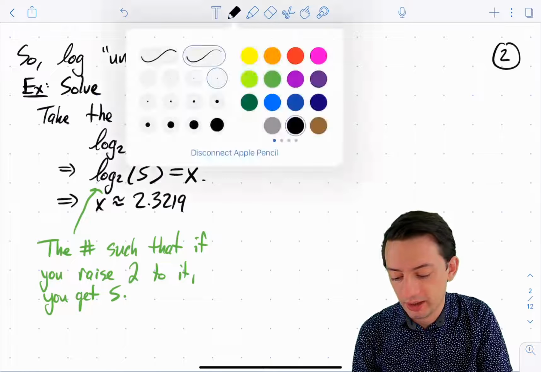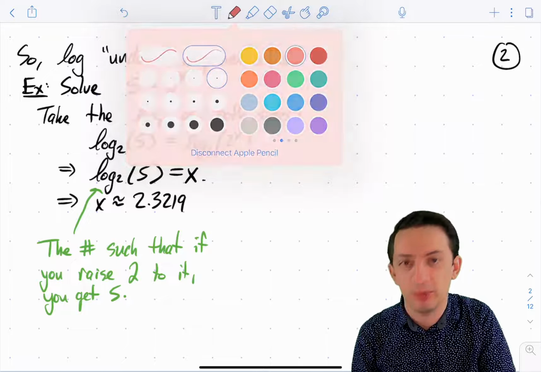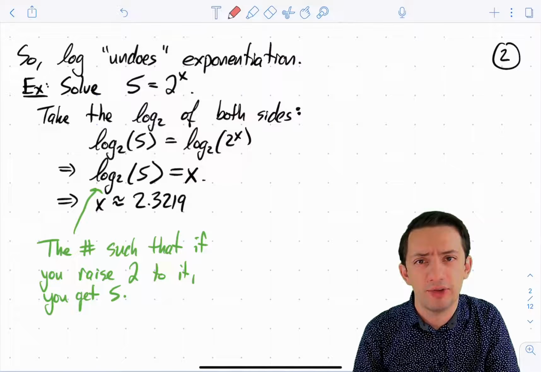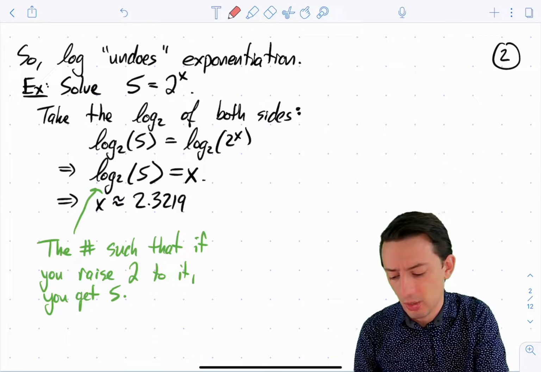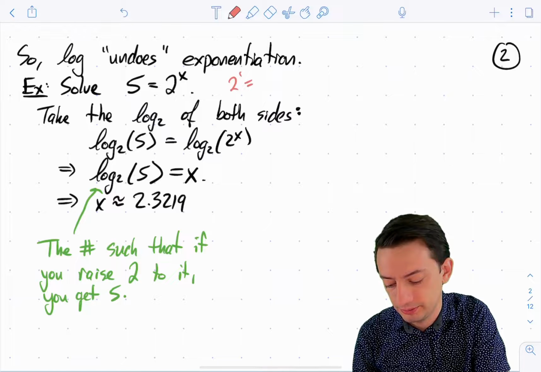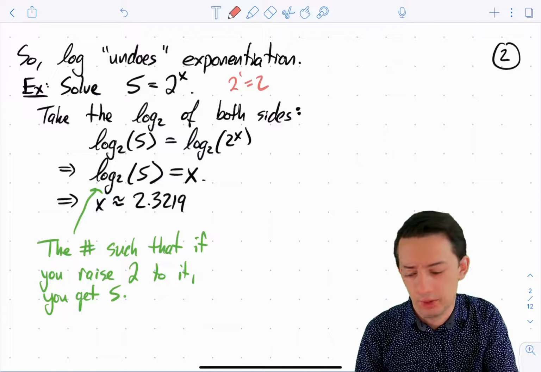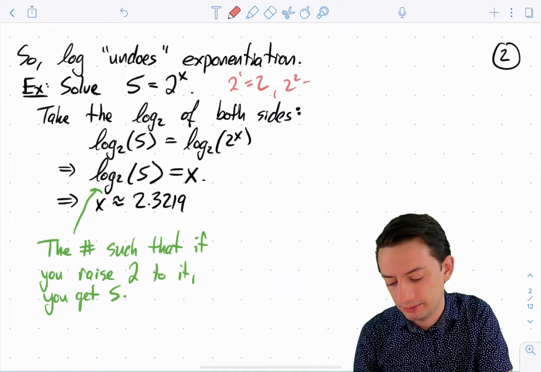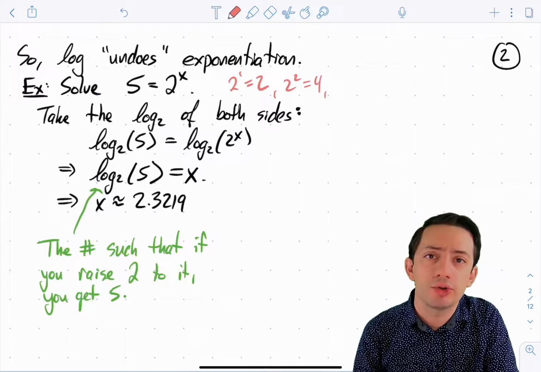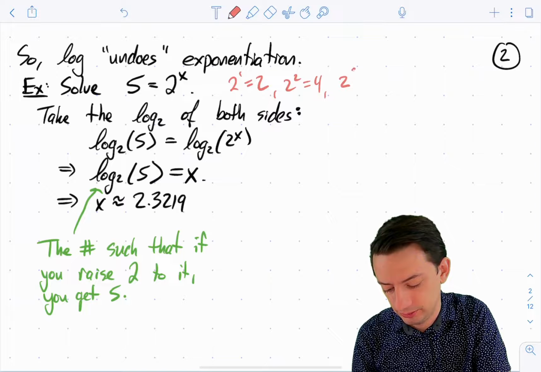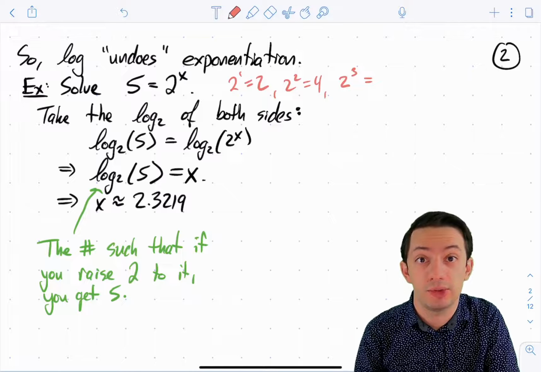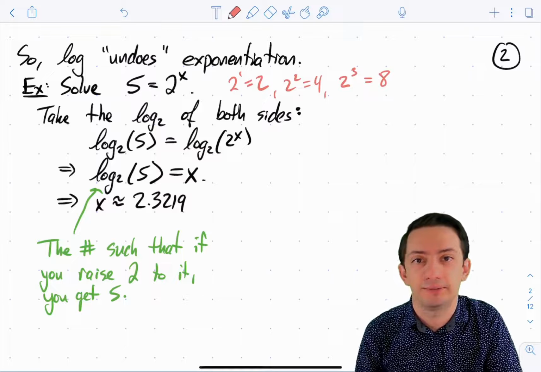Now we can think about this a little bit conceptually before we start doing the actual arithmetic to try to figure out roughly what we expect. Well, we know 2 to the 1 is 2. We know 2 squared is 4. And we know 2 cubed, that's 2 times 2 times 2, is 8.